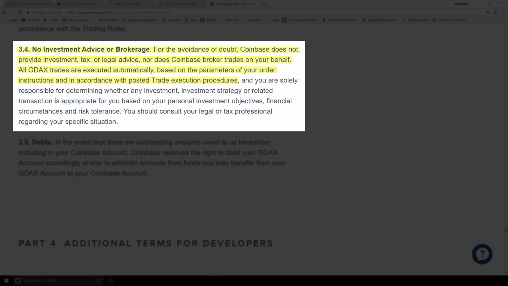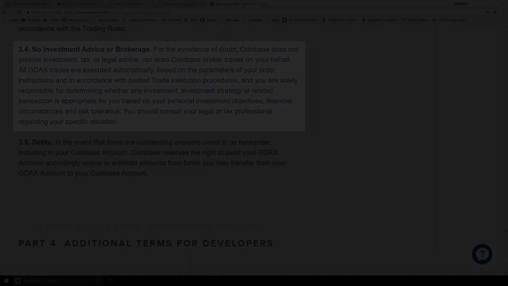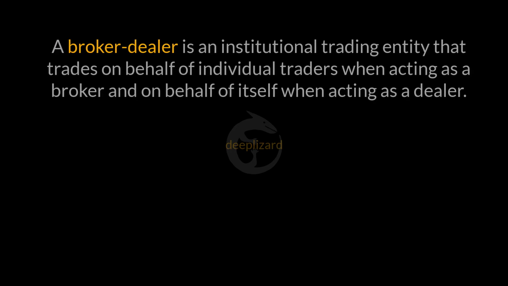Now, as the cryptocurrency markets mature, we may see brokers popping up providing additional services to customers, perhaps using multiple exchanges as a back end. But for now, if you want to trade cryptocurrencies, most of your options entail actually using an exchange directly. If brokers start popping up, you may see more strict requirements for actually using an exchange directly. But for now, this is what we have. With this working knowledge, we are ready to provide a definition for a broker-dealer. A broker-dealer is an institutional trading entity that trades on behalf of individual traders when acting as a broker and on behalf of itself when acting as a dealer.